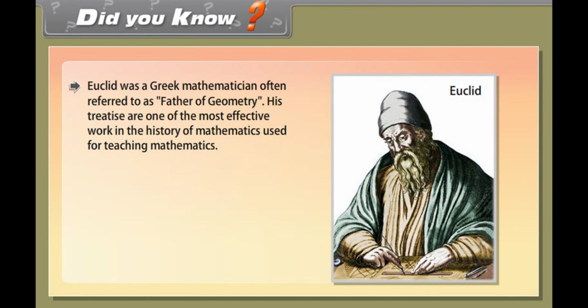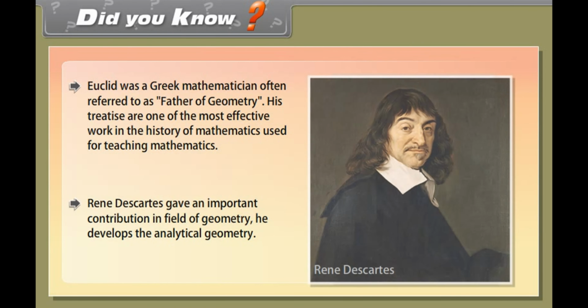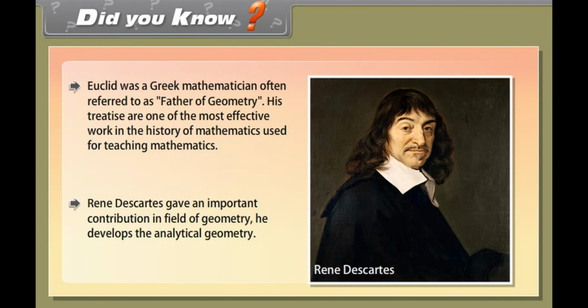Did you know? Euclid was a Greek mathematician often referred to as the father of geometry. His treatises are one of the most effective works in the history of mathematics, used for teaching mathematics. René Descartes gave an important contribution in the field of geometry. He developed analytical geometry.